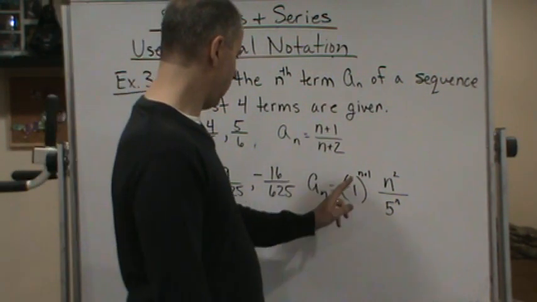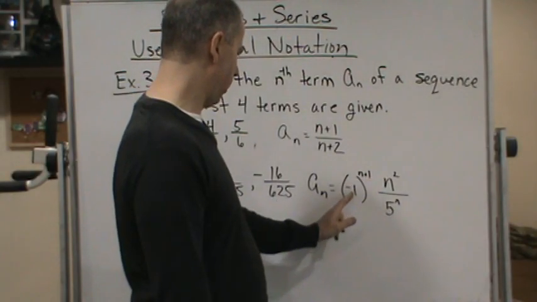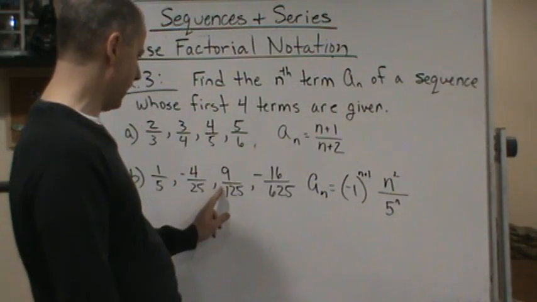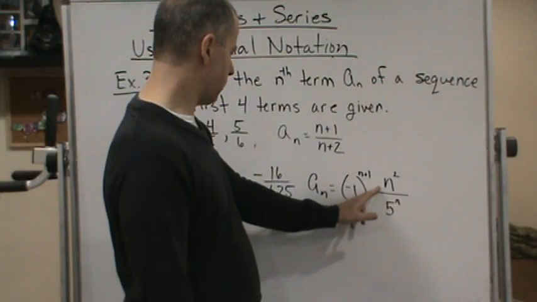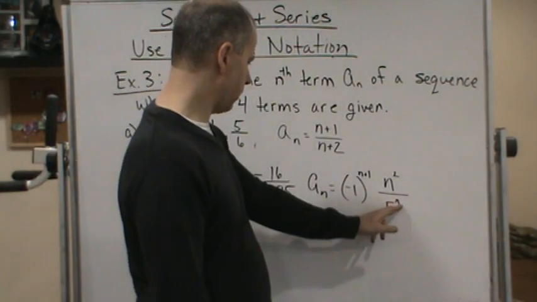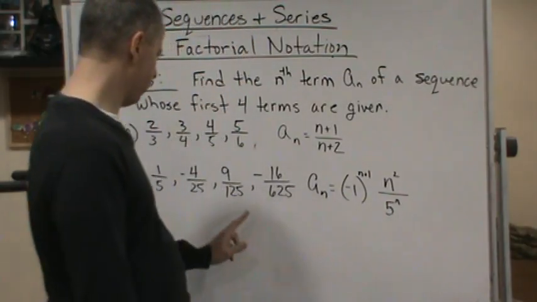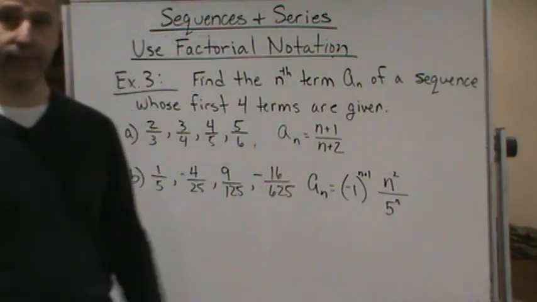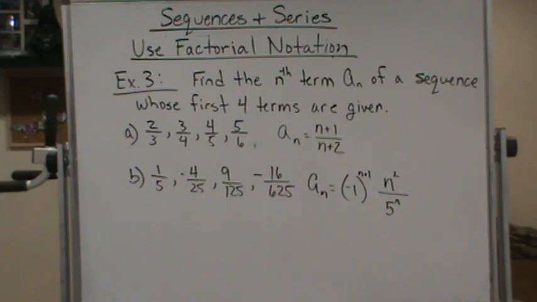And again, one more. When n is 3, we get 4, which gives us 1, positive. When n is 3, we get 3 squared, which is 9. And when n is 3 here, we get 5 to the third, which is 125. So it works. That's it.